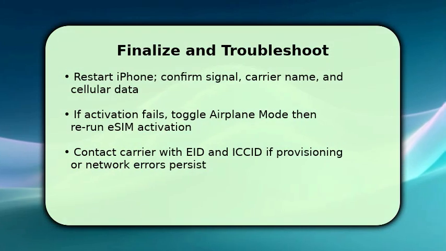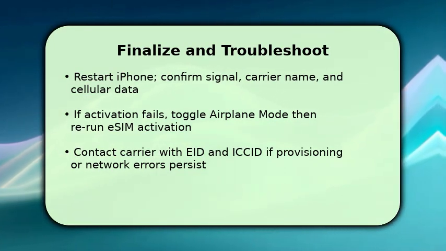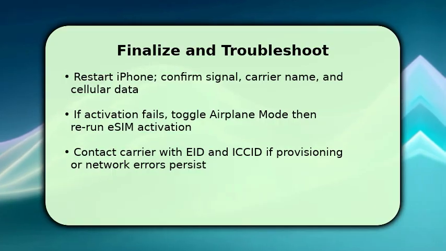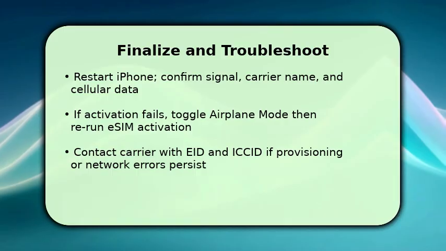Finish by restarting your iPhone and checking for carrier signal, correct carrier name, and working cellular data. If the eSIM doesn't activate, toggle airplane mode and retry the activation flow. Simple resets often clear temporary provisioning issues.